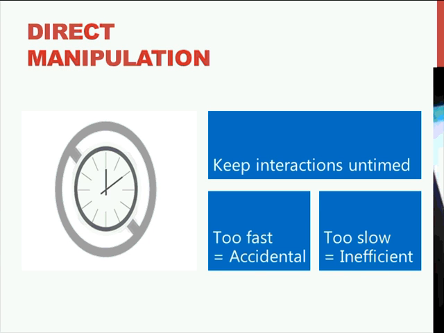Because what you will get, if you time it too fast, is accidental interactions. If people briefly touch something, then an action will happen that they didn't want to happen. And if it's too slow, it's inefficient, and people might think it doesn't work, because the interaction you've programmed is at 10 seconds, whereas the person only has the patience to press and hold for 5 seconds. And I think the best way is just keeping them untimed.